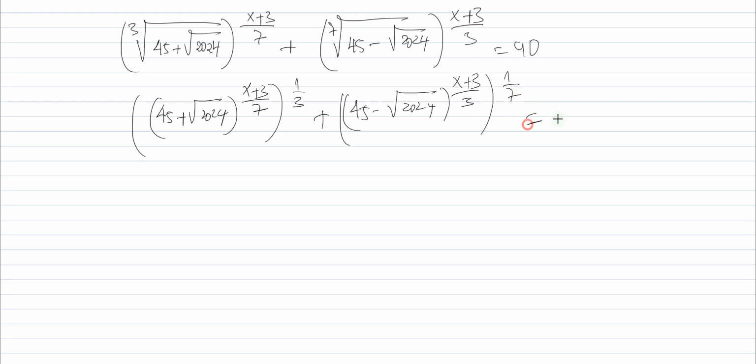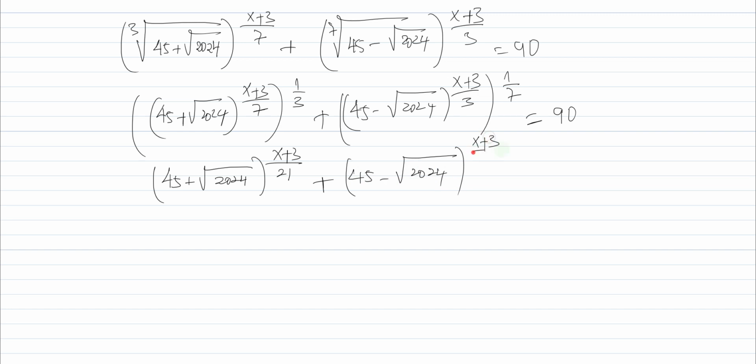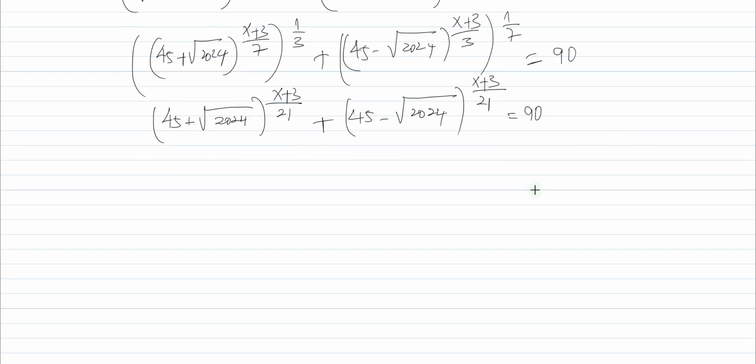And then this equals 90. So this is going to be 45 plus square root of 24 to the power, multiplying this, x plus 3 divided by 21, which is 7 times 3, and then 45 minus square root of 24 to the power of x plus 3 divided by 21, and this equals 90. So from here, guys, we see that we have the same power here, but the bases are different. So we're going to work on these bases to make them equal.